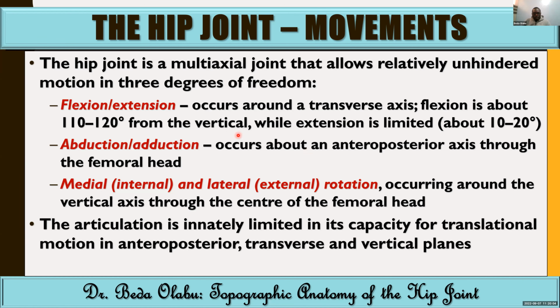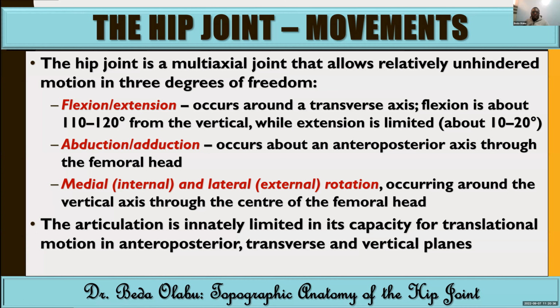Now, those are the movements that are permissible at the hip. Based on how the hip is configured, it has limited capacity for translational motion, either in the anteroposterior, in the transverse, or in the vertical planes. So translational motion is limited, but motion around axes are permissive. And those are the ones I've given you.